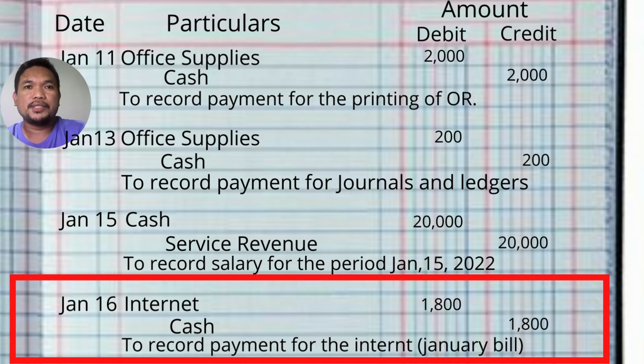For January 16 transaction, this was the time na nagbayad ka ng internet. Okay? So, again, it's an expense, so you debit internet for 1,800 and then you credit cash for 1,800 as well. Okay? And then the explanation: to record payment for the internet for the January bill.